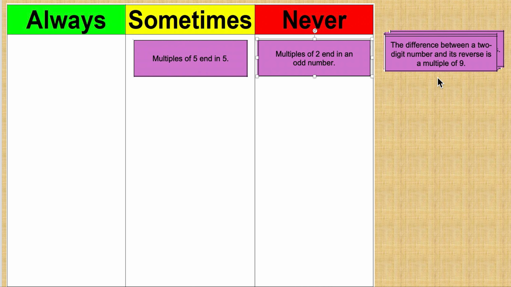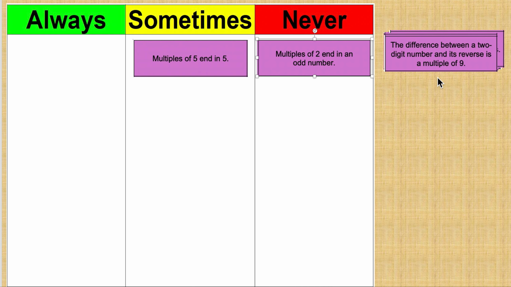How about 58? And that would be 85. So 85 minus 58, that is 27. 27 is a multiple of 9. How about 41 and 14? That's 27.